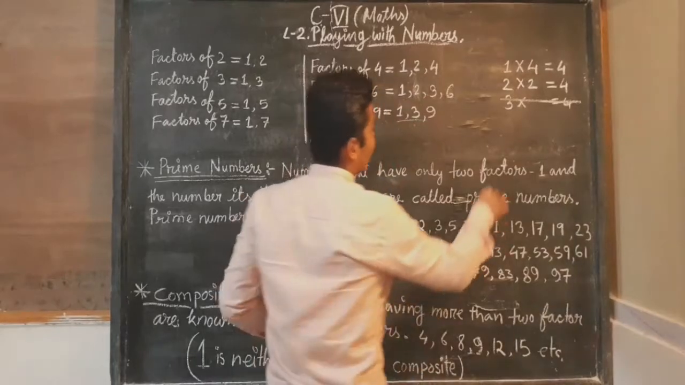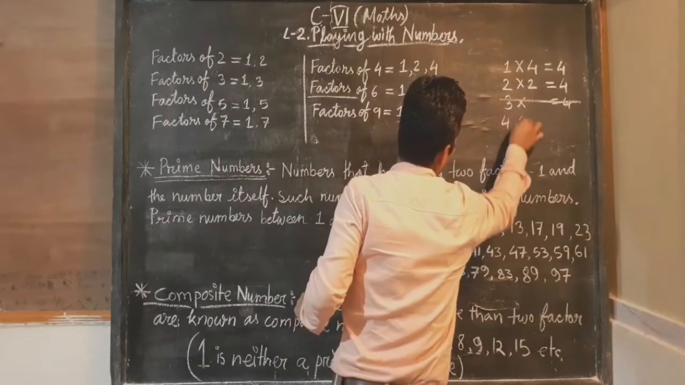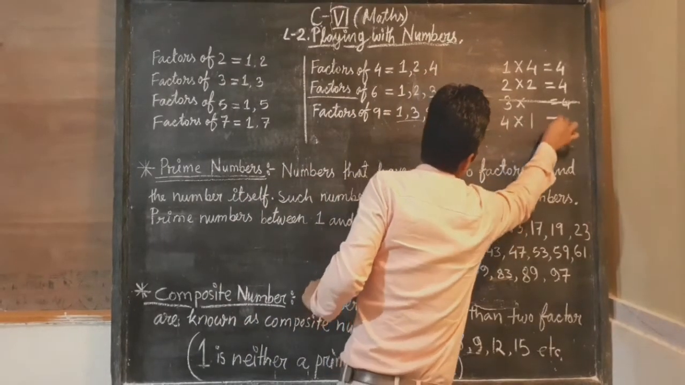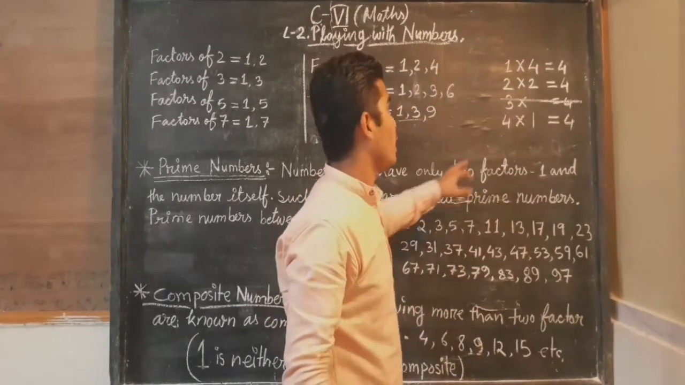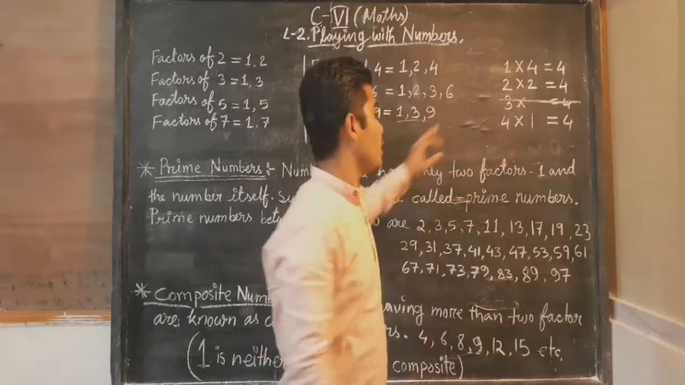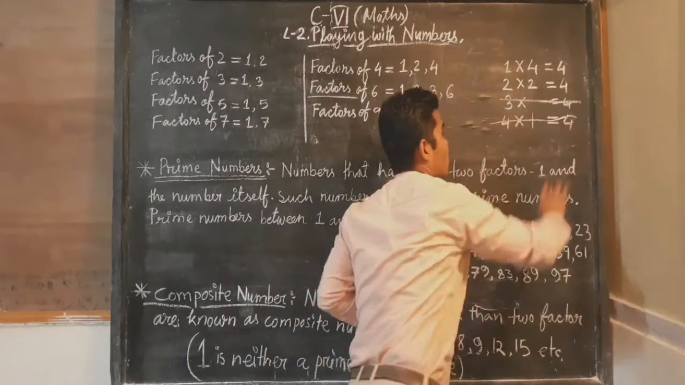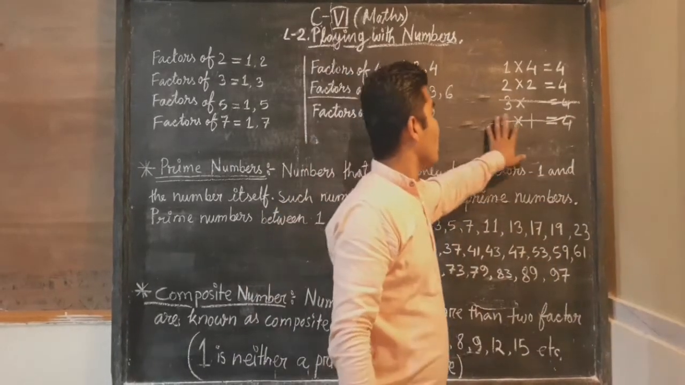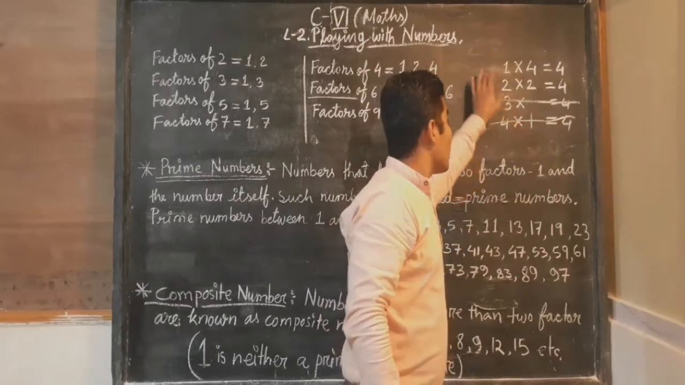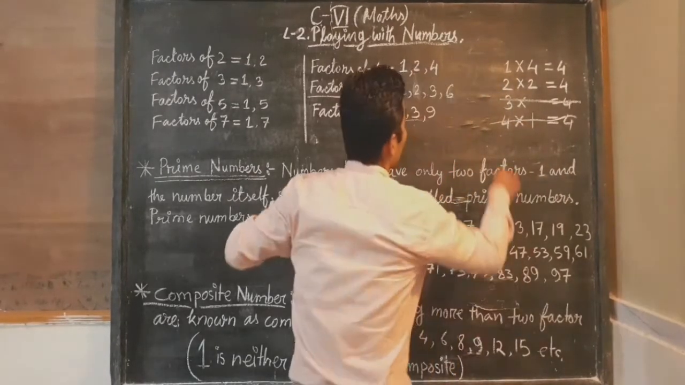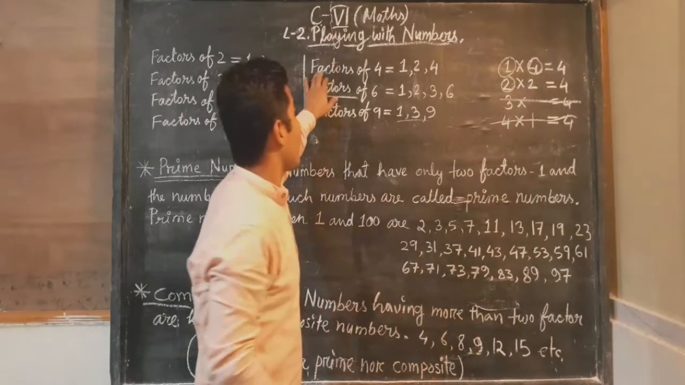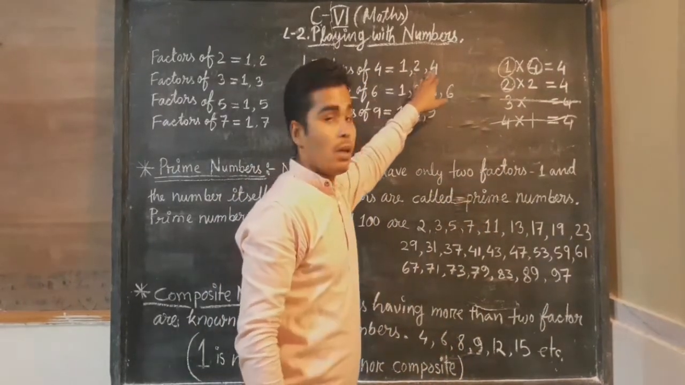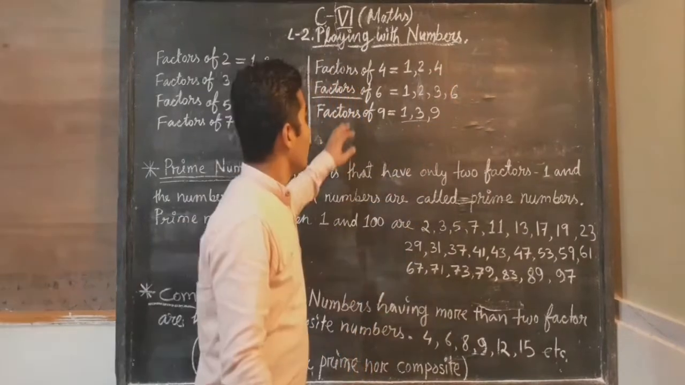And if you go forward to the 4th table, we will see that 4 ones are 4. So this is the repetition of 1 times 4 is 4. Whenever any factor starts to repeat, we should stop finding factors. So we will not write these again. So these are the factors of 4. You can see 1, 2 and 4.